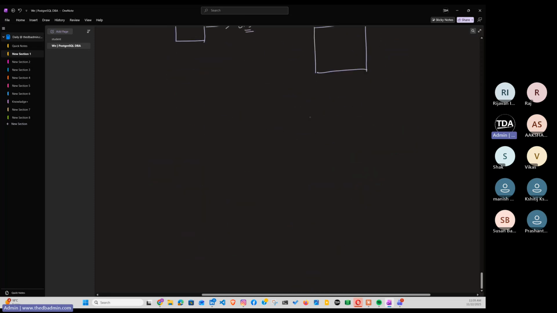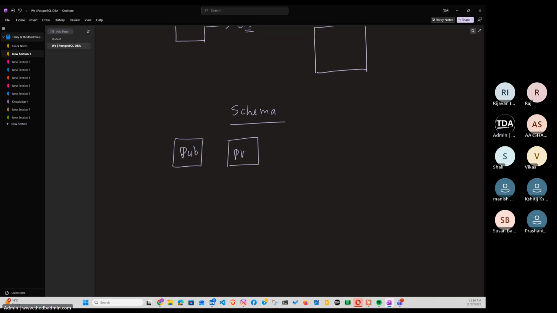Second and important thing: schema. People from the Oracle side or from different databases, in Postgres we have two kinds of schemas, public schema and private schema. And what is a schema? First of all, what do you understand by schema? A collection of objects, a collection of named objects, basically.